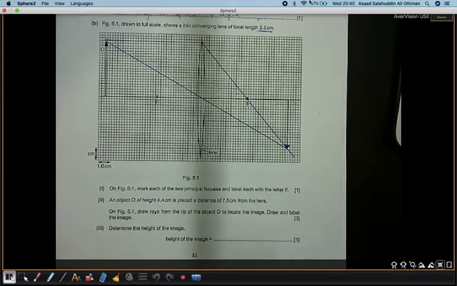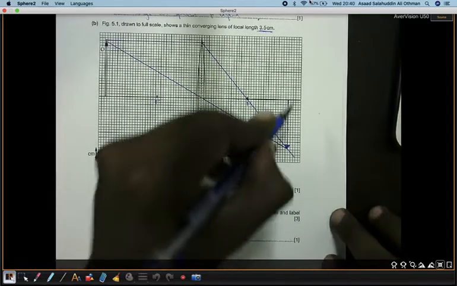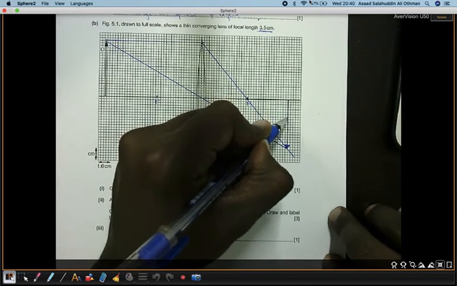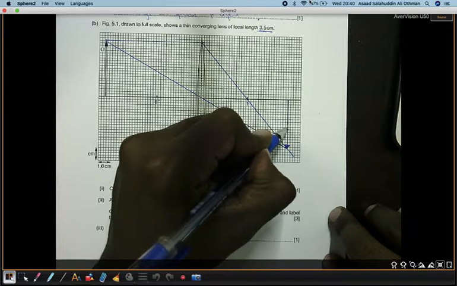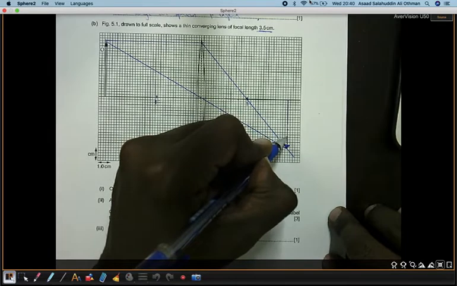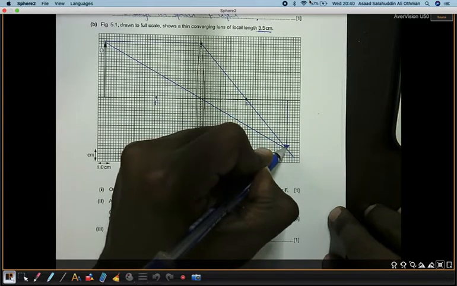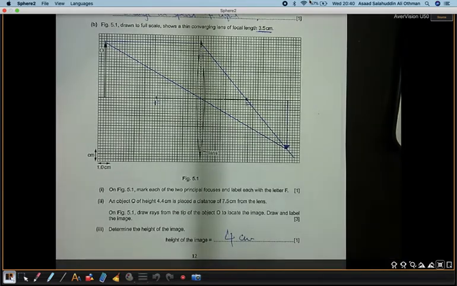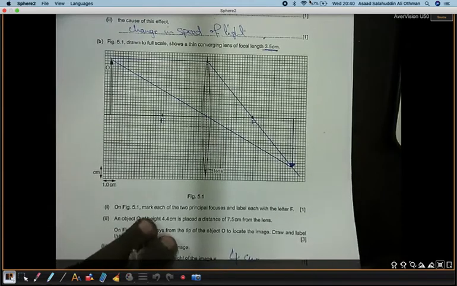Okay, back to the question. Height of the image, so 1, 2, 3, 4, 5, 1, 2, 3, okay, let's say 4 centimeters according to what I did. If you found a different answer, that's totally fine as well. So moving on.